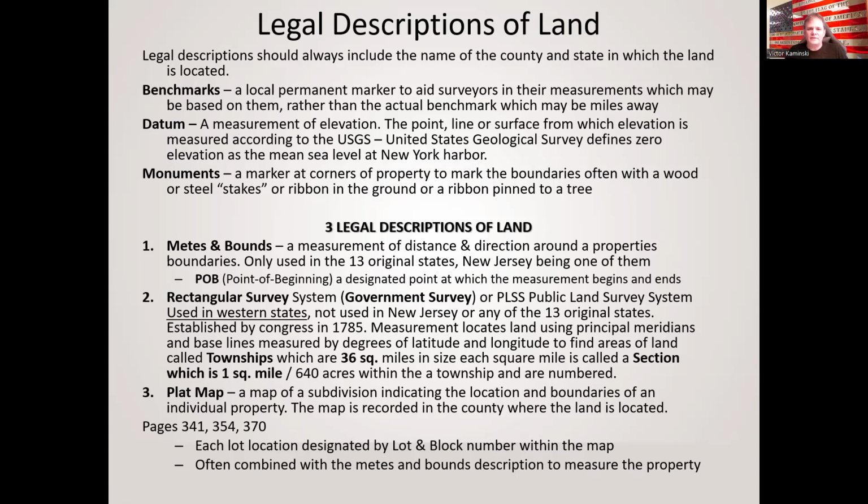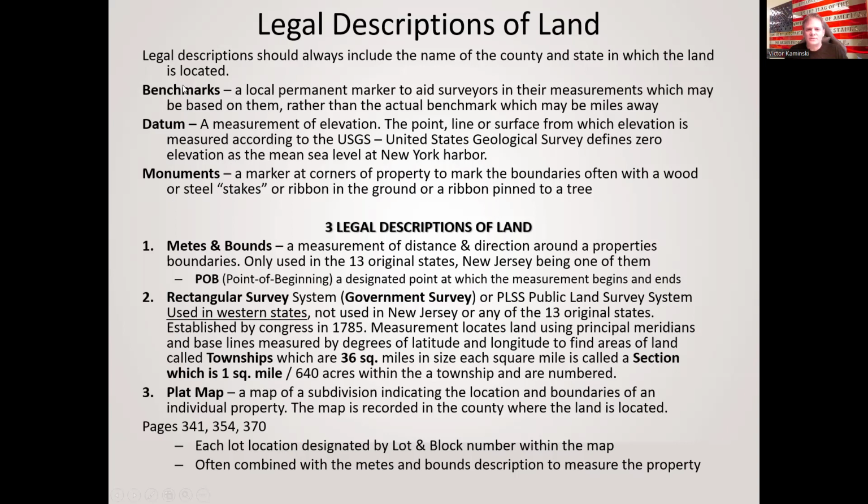A monument is a marker that we put at each of the corners of the property. It can be made of wood, rebar, what have you. Monuments are the markers that the surveyors put in the ground that mark the corners of your property, the boundaries. So a marker could be wood, steel stakes, or it could be a ribbon, like they pin it to a tree. They're not going to pound a steel stake into a tree just to show you that the corner of your property is in the middle of the tree where the tree's standing. So they'll just pin a marker to it like that, a ribbon.